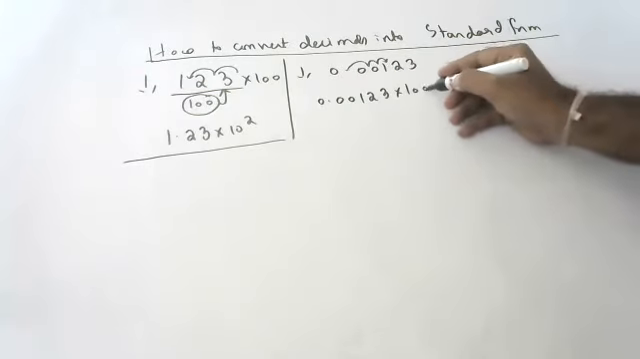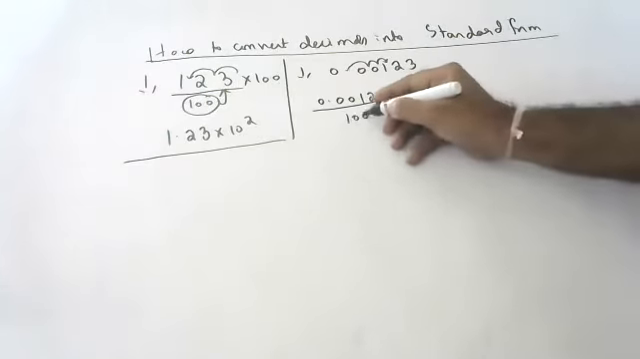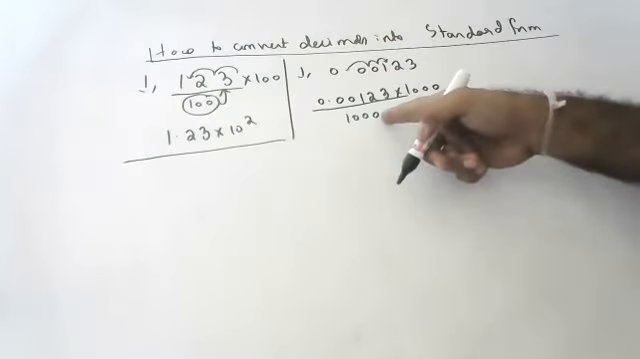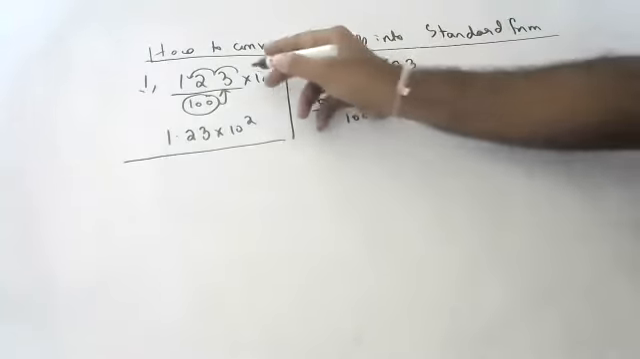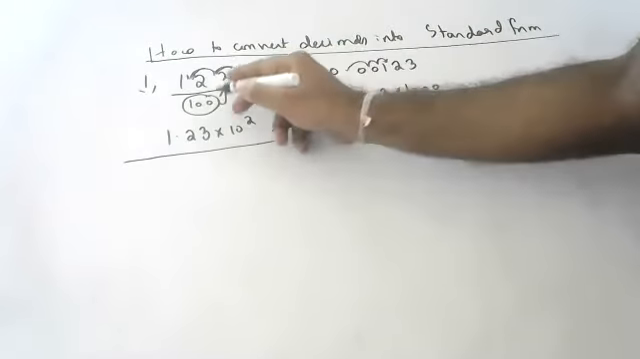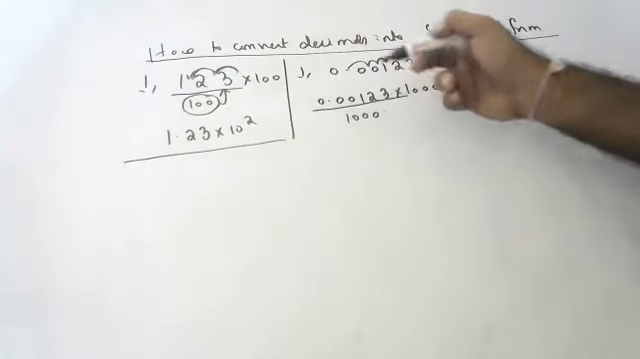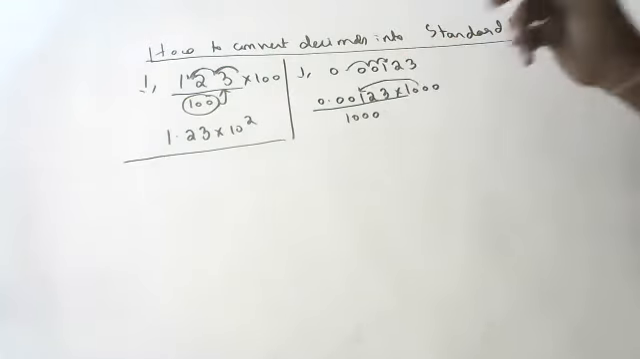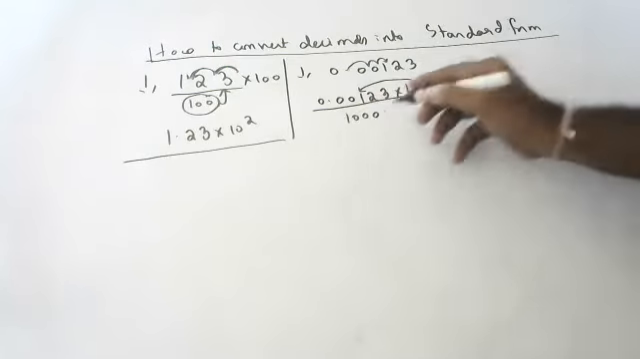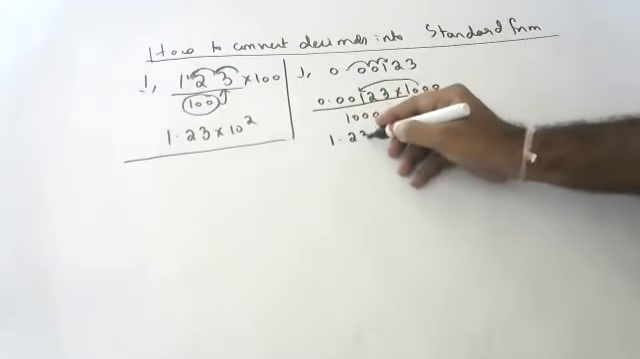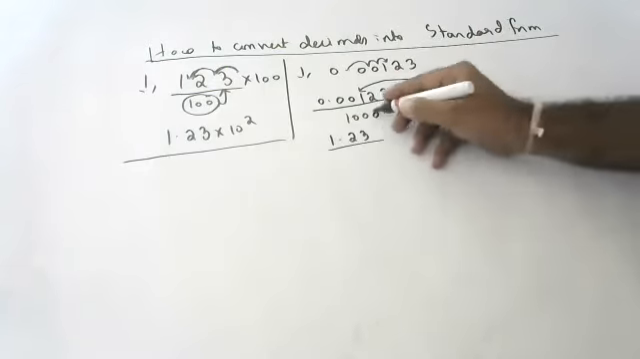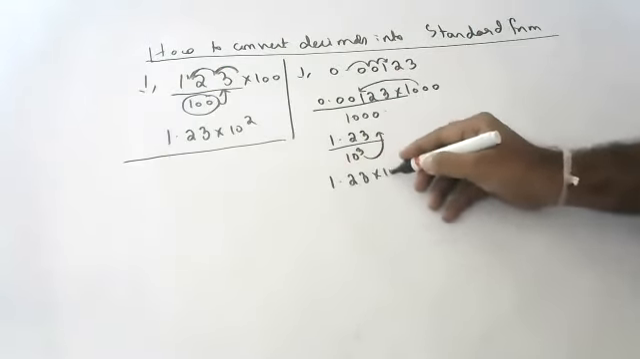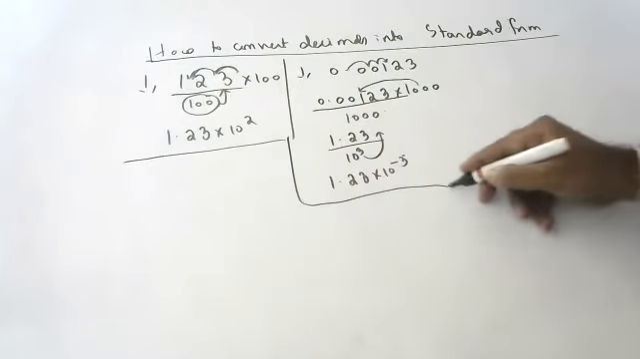So 0.00123, multiply with 1000, divide with 1000, because it is moving 3 times. If you are moving left side, you will use the denominator for putting the decimal. If you are moving right side, we will use multiplication for putting the decimal. This 1000 we will use for putting the decimal. Then what will it become, children? It will become 1.23. This is used for putting the decimal, and this will be 10 to the power of 3. It comes up as 1.23 into 10 to the power of minus 3. Like this you are going to do.